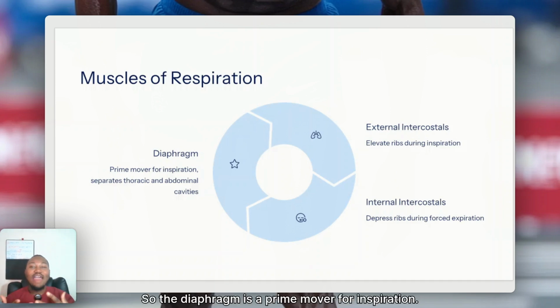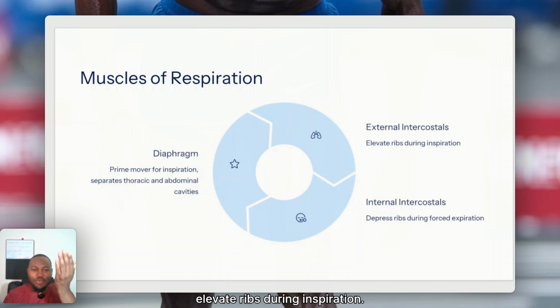Okay, so the diaphragm is a prime mover for inspiration, all right? Very important because you will see this question. The external intercostals help to elevate ribs during inspiration, all right? While the internal helps to depress the ribs during expiration. You have to know these differences.